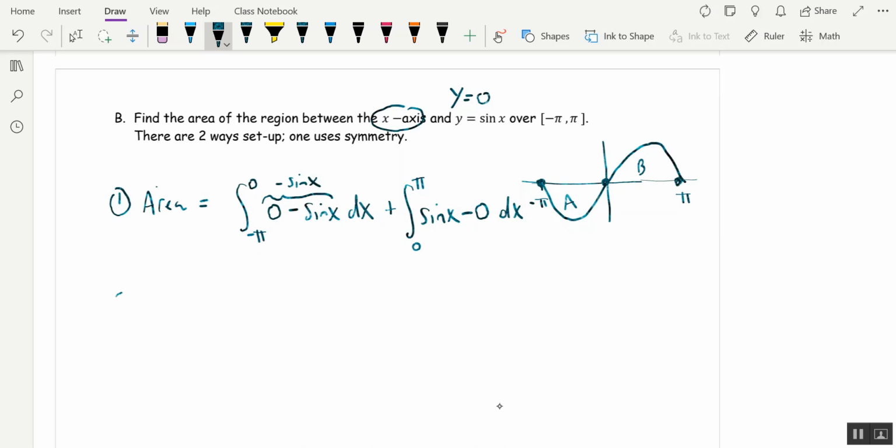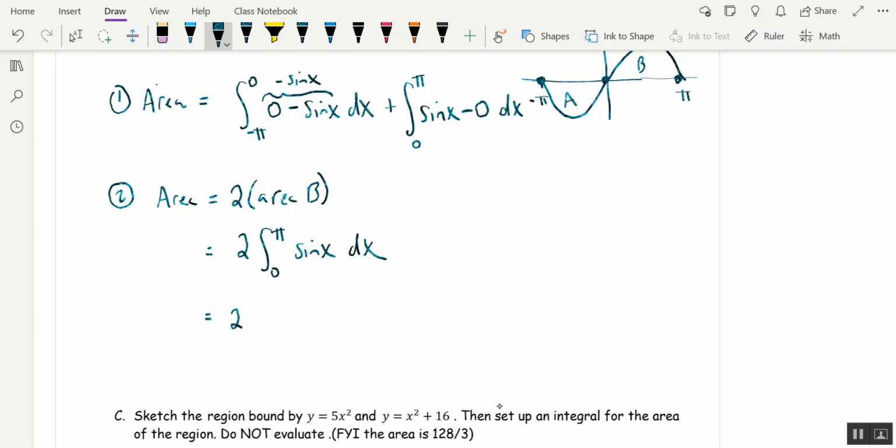The other setup uses symmetry, and the area of both region A and B is equal to twice the area of region B. So we're just going to find the area of region B and multiply by 2. So this is 2 integral 0 to pi of sine x dx. I'm leaving off the minus 0. That's 2 times an antiderivative for sine x, which is negative cos x. So I'll put the minus in front of the 2, straight bar 0 to pi.